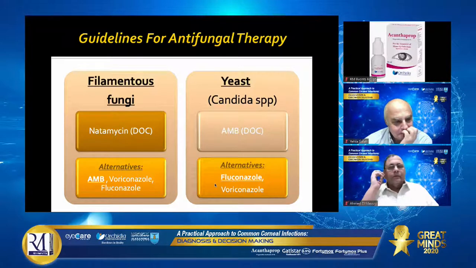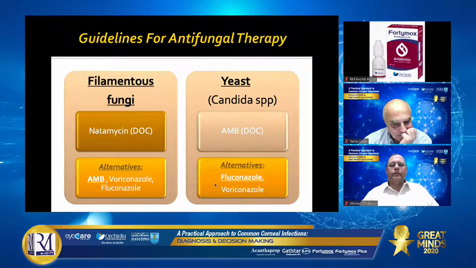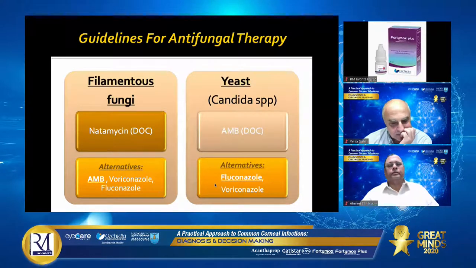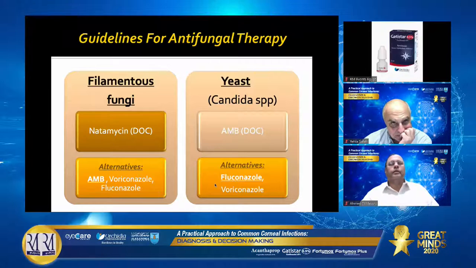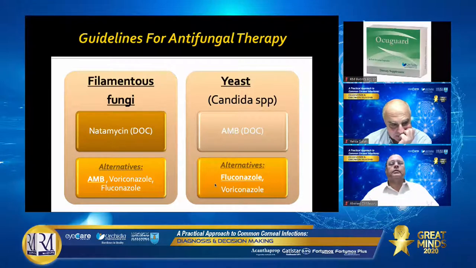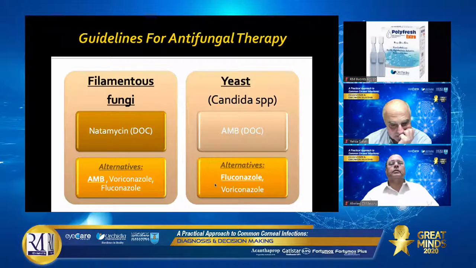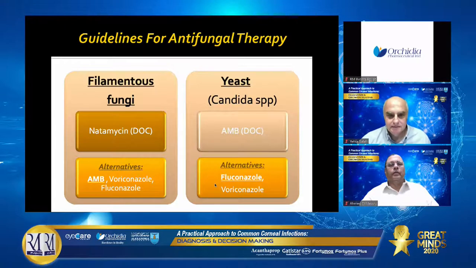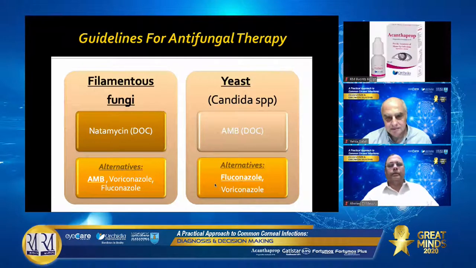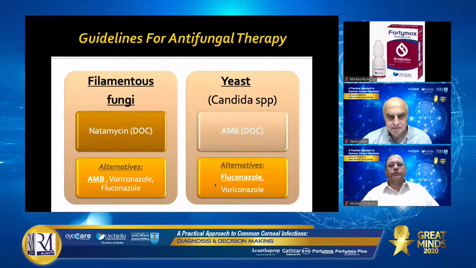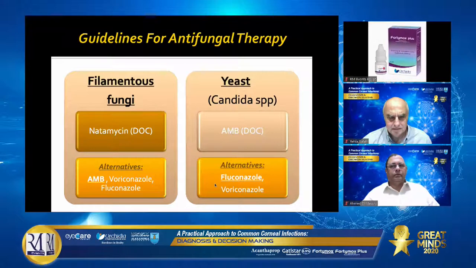Antifungal therapy for filamentous fungi, the Aspergillus and the Fusarium: natamycin is the drug of choice for these organisms, but you can also use amphotericin B, voriconazole, and fluconazole. For the yeasts, especially Candida, amphotericin B is the drug of choice, with alternatives like fluconazole and voriconazole.